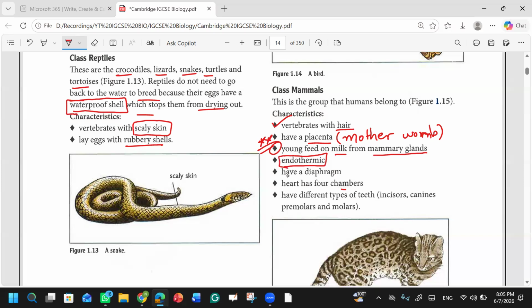This is an important thing as well. An important characteristic is that they are endothermic. What does endothermic mean? That they are hot blooded. They can maintain a high temperature inside their body. They have a diaphragm. The diaphragm helps in the breathing process. They have a 4-chamber heart. They have different types of teeth.